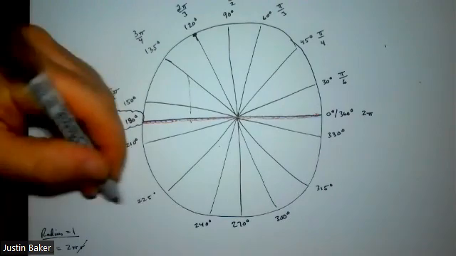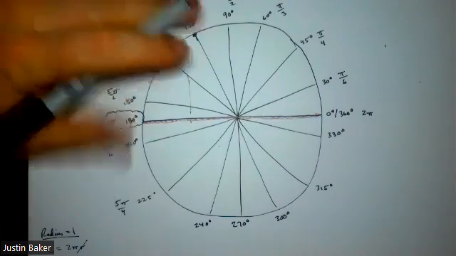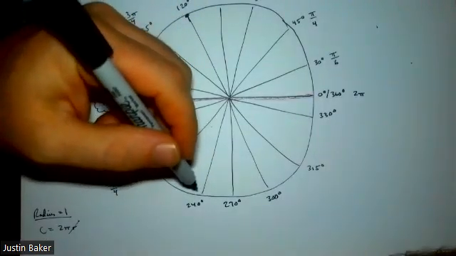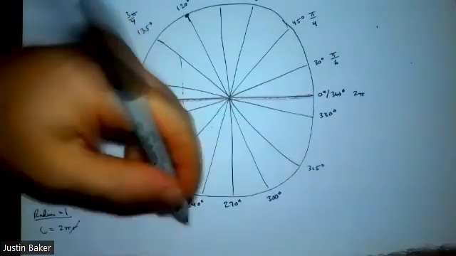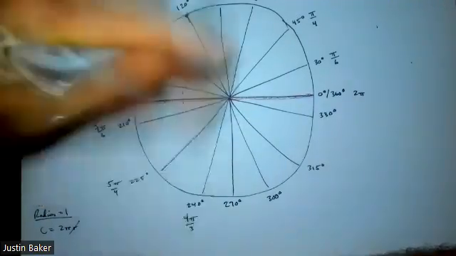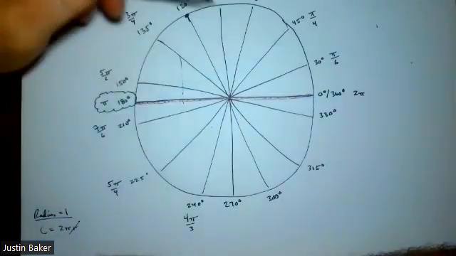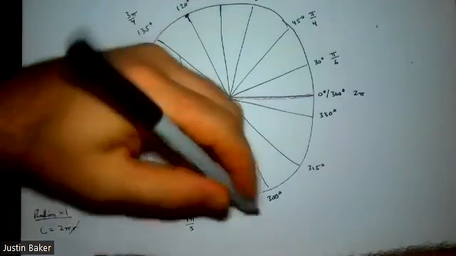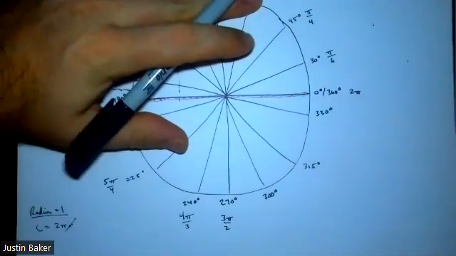225 is a 45. How many do we need? 5 45s. So 5 pi over 4. For 240, it's a 60. How many 60s do I need to make 240? I need 4 of them. 4 pi over 3. For 270, you can pick whichever one you want. I would go with 90 in this case. How many 90s do you need to make up 270? You need 3. So that is 3 pi over 2.